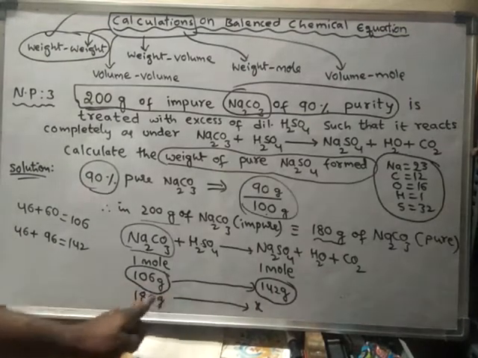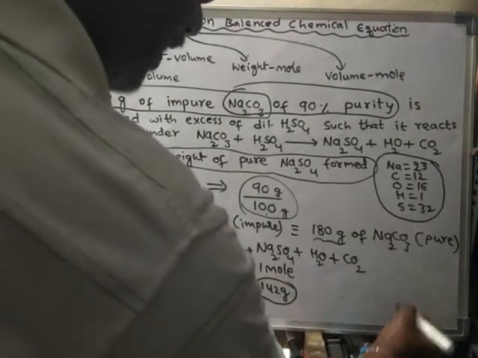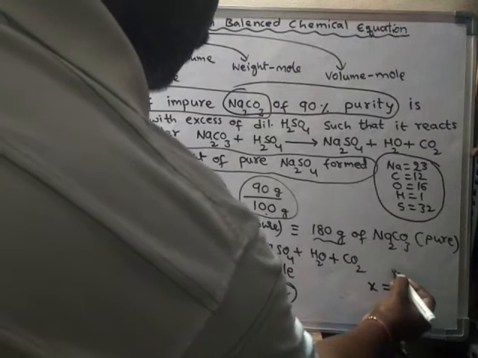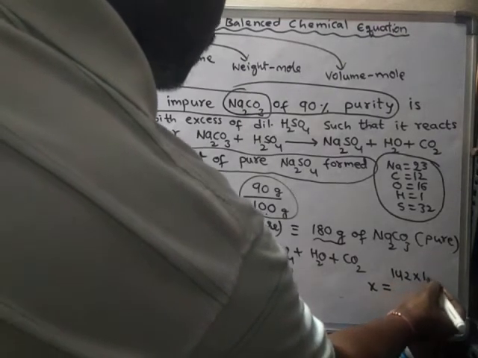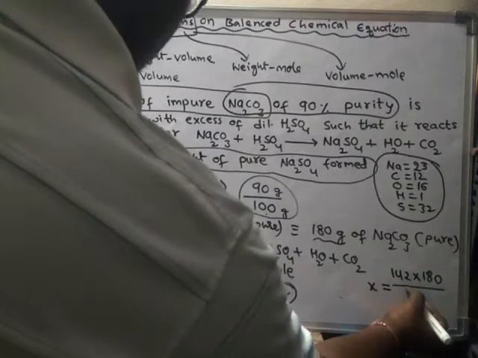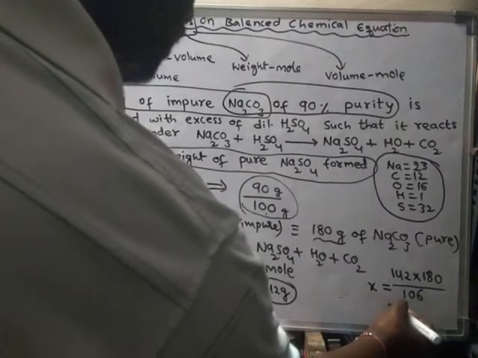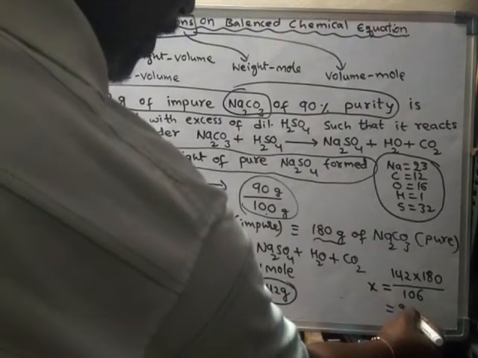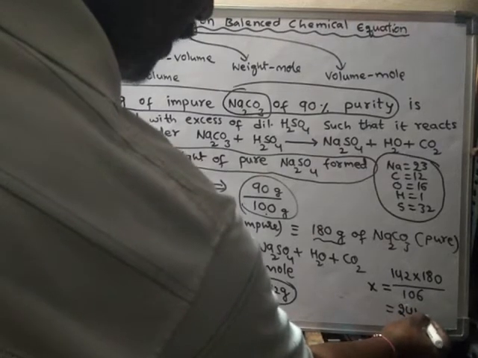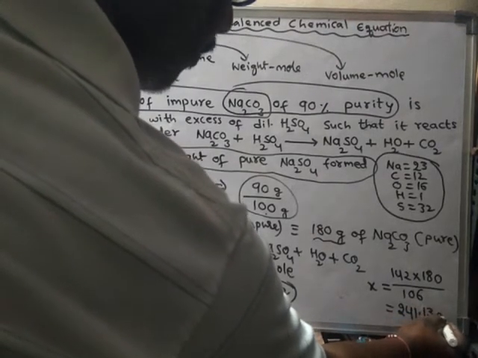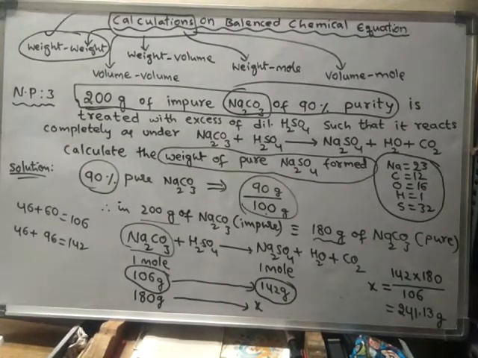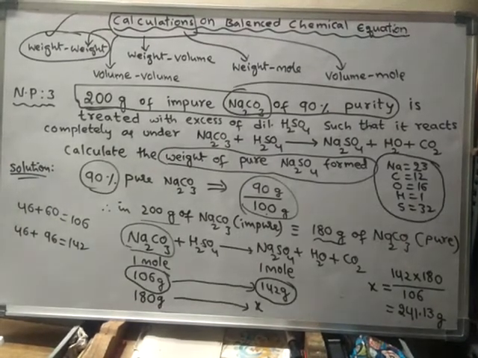Simply upon cross multiplication, you will get the value of X. X will be equal to 142 into 180 by 106. Upon calculation, finally you will get 241.13 grams of pure sodium sulfate during the reaction. So like this we can solve such problems.